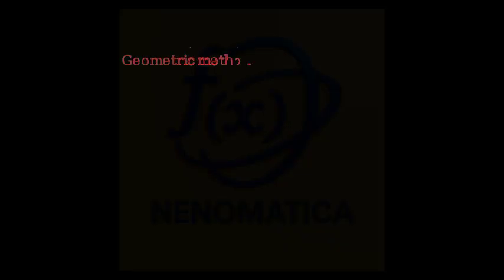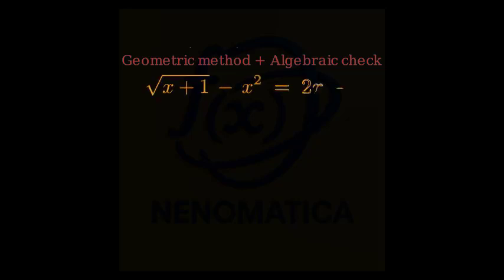In this lesson, we will solve a radical equation using a geometric idea, and then confirm our answers algebraically. Here is the problem. We want to solve the equation: square root of x plus 1 minus x squared equals 2x plus 1.